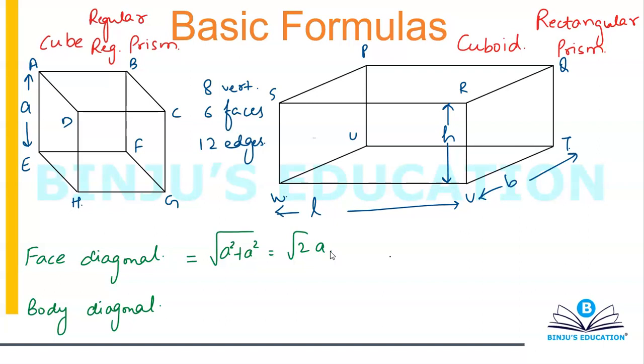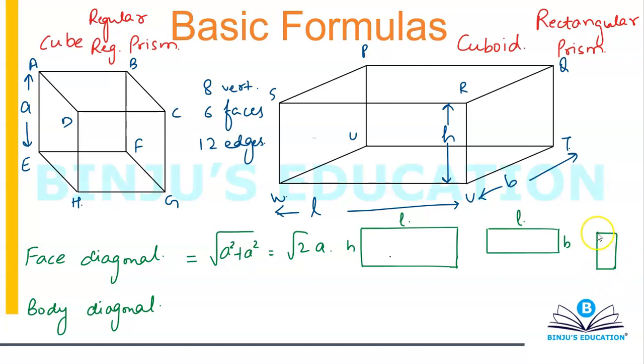But when you come to a cuboid, you basically have 3 different types of faces. Let me roughly draw all of them. Let's say this is the one having dimensions length and height, the second one having dimensions length and breadth, and the third one having dimensions height and breadth. These are the 3 types of faces. Now you need to calculate the diagonals for the 3 different types of faces separately.